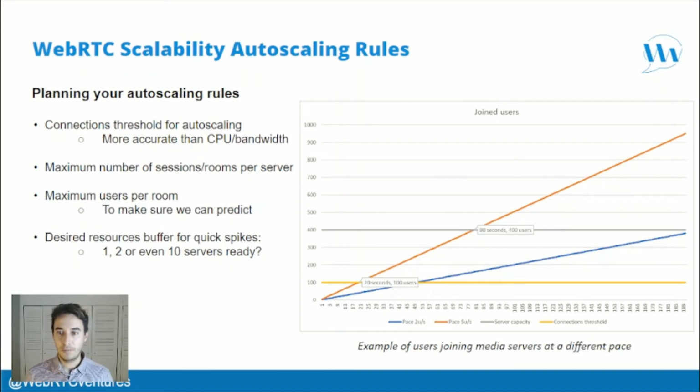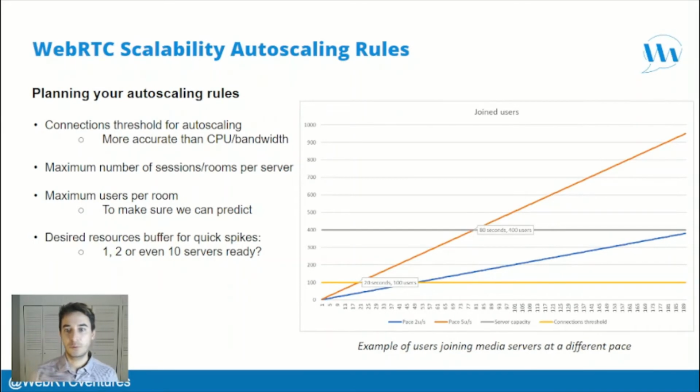Of course, we need to define it to have some type of estimates. And also another part is to be able to have the new server ready when we need it. And of course, it all depends on the spikes, on how many users will join and how fast they will join. So in this chart, I just showed two examples. One line is going at a pace of 2 users per second, and the other one at a pace of 5 per second, the orange one.